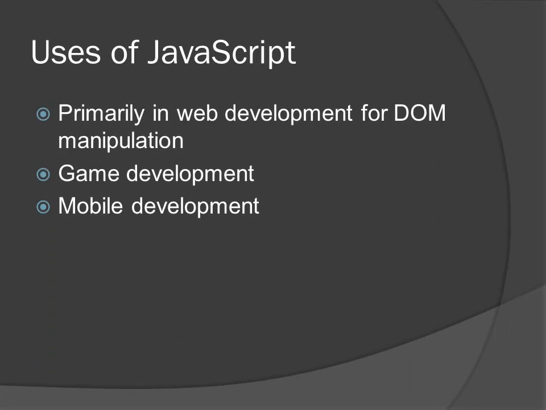So where is JavaScript used? JavaScript is primarily used in web development for DOM manipulation. This is the document object model, and this is the primary reason that JavaScript was developed in the first place. JavaScript has also found its place in game development, especially web game development, and it's also found a place in mobile development, namely iOS, which is the operating system for iPhone.